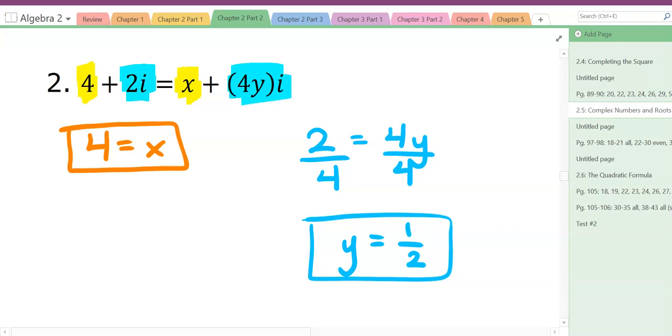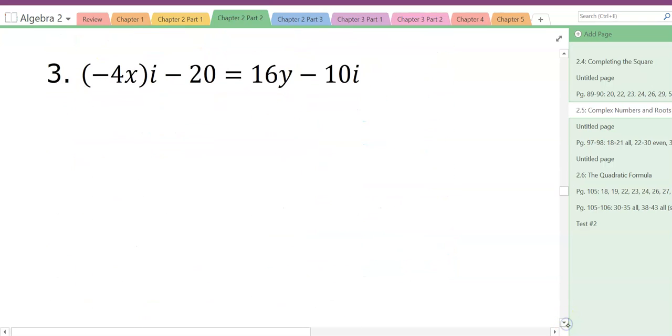So again, if I went back and plugged in my x and my y up here, I don't really have to do anything to the left side because it's just 4 plus 2i. But then we have x, which we said was 4. And then we have 4y, so that'd be 4 times a half, or 4 divided by 2, which is 2i. So again, they match on either side. When I plug in my x's and my y's, I get 4 plus 2i on both sides. So if you turn the page over, there's one more that we're going to do today, like those problems. I want you to try it.